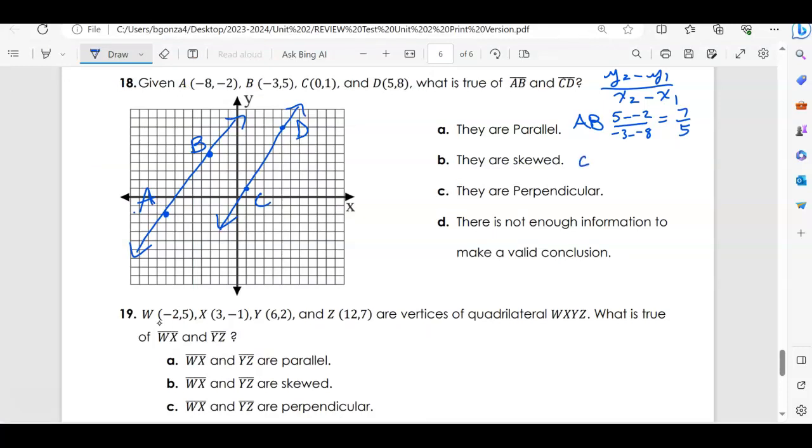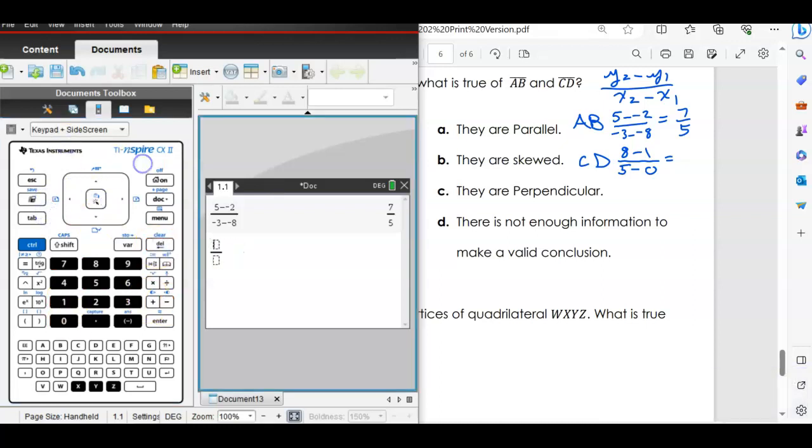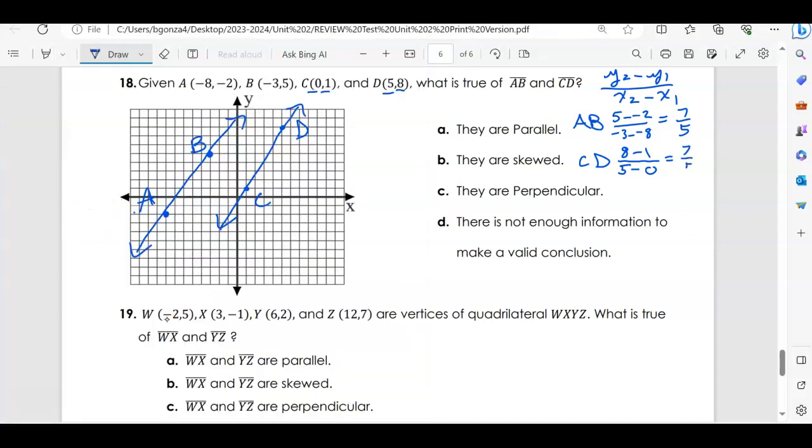Cool. Let's do CD now. y2 minus y1, 8 minus 1, x2 minus x1, 5 minus 0. I got 7 over 5. What do you know about that? So, we subtracted our y's, we subtracted our x's. We got the same slope. Same slopes means it's going to be parallel. So, they're parallel. That's great. Cool. Let's do the same thing on number 19.